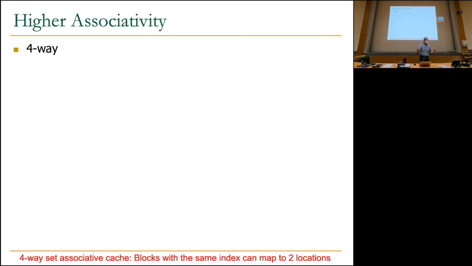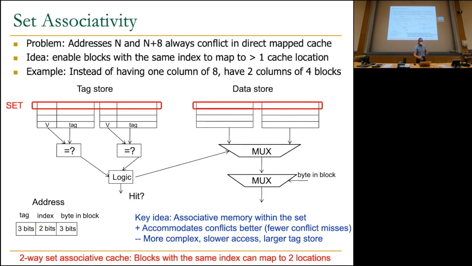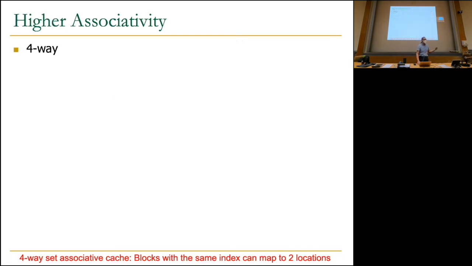Okay, 4-way, the same idea basically. What's the problem here? The problem is address n and n plus 8 always conflict. If you have address n, n plus 8, n plus 16, n plus 24, you're back to square one. And if you keep accessing them in that circular manner, this cannot accommodate. Even 3 of them, actually, this cannot accommodate. You'll get 0% hit rate again. So what do you do? You make it 4-way associative.